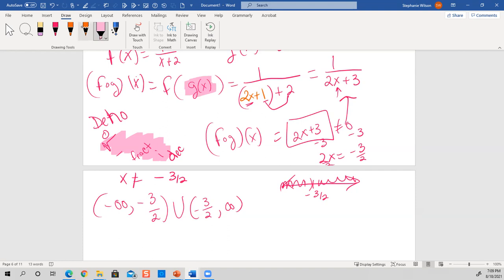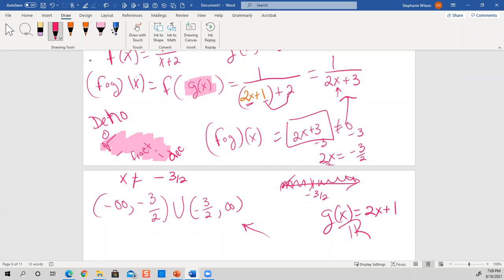It could change it. Well, what is that function? g of x, we said, was 2x plus 1. Let's see it now. 2x plus 1. If you notice, this is a polynomial. This here doesn't have a root in it. It doesn't have a fraction in it. Therefore, it's all real numbers. So this here is not going to change what this domain is.